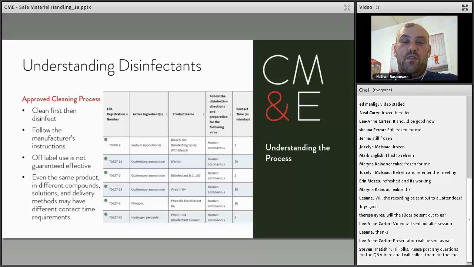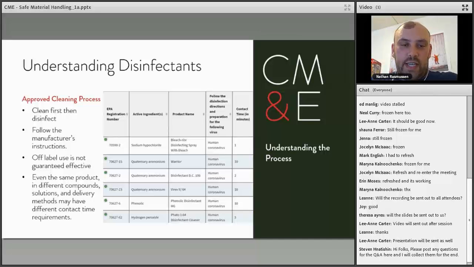You need to ensure that you are following the manufacturer's instructions because they change from product to product. And even with the same base ingredients, you'll find that the instructions change from time to time and from product to product. So, understanding that as a default, that 10-minute contact time is a good rule of thumb. If the way you're using your product only leaves the surface wet with the disinfectant for 2 minutes or 5 minutes, you would actually need to reapply that disinfectant before the time runs out, before it's dry, to ensure that the virus is actually being killed. Off-label use is not guaranteed effective.